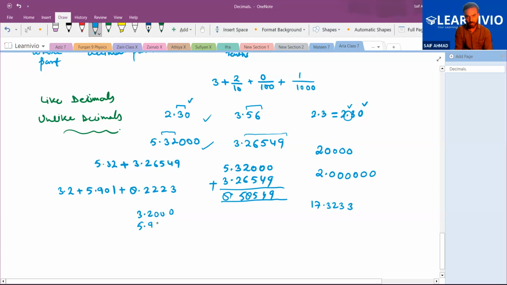Now find 5.901. You have to add a 0 here. Now it is 8.2223. Now you have to add: 3, 3, 2, 9 plus 2 is 11, 11 plus 2 is 13. Carry 1. 8 plus 5 is 13, 16, yes, 17. Yes, right.